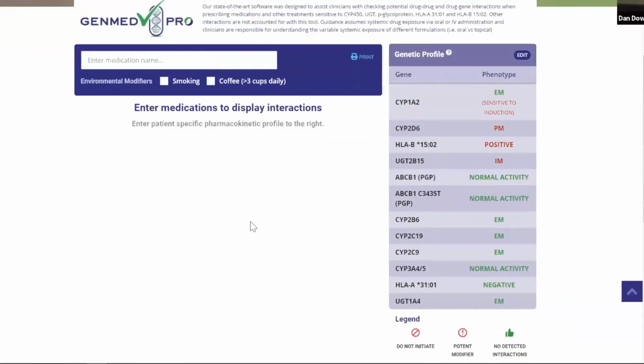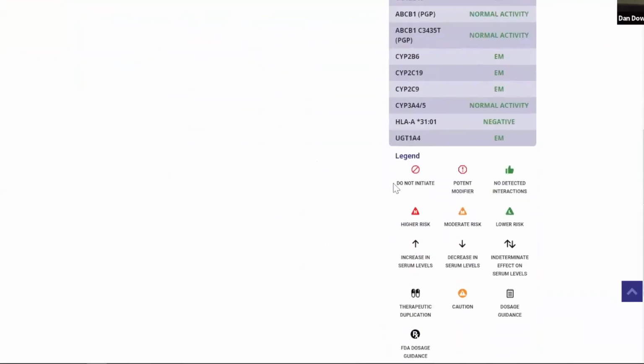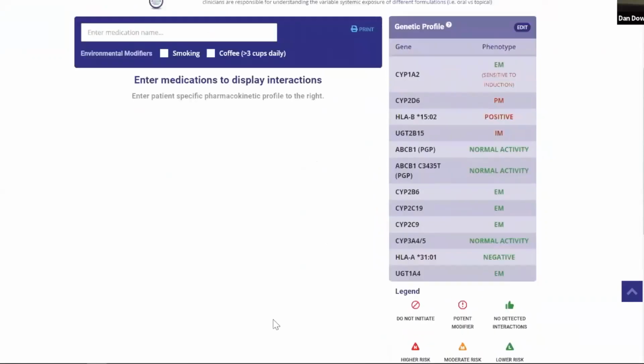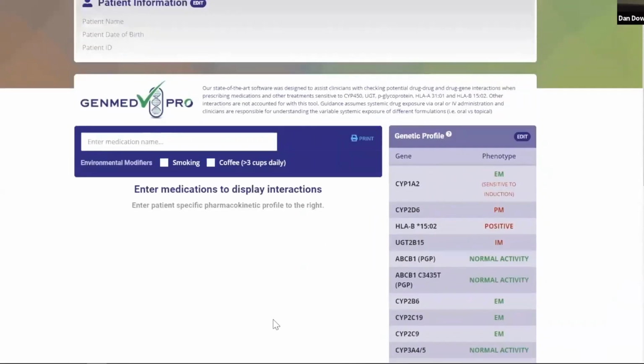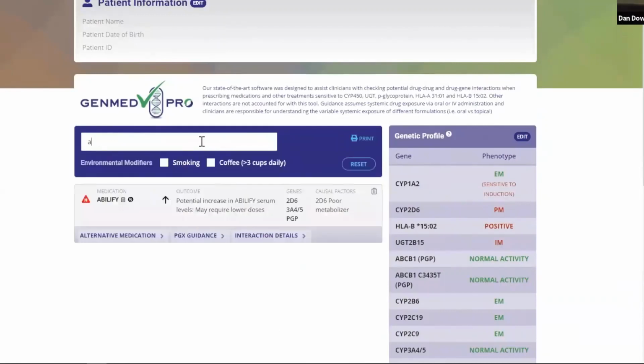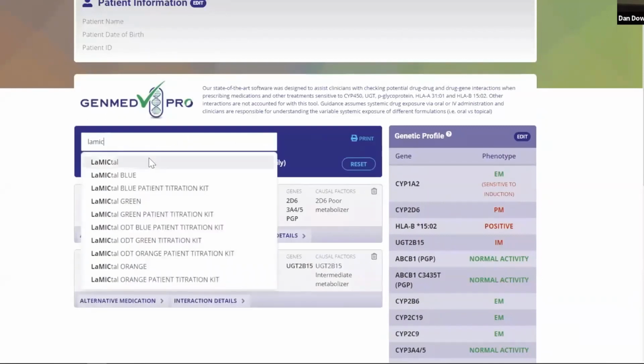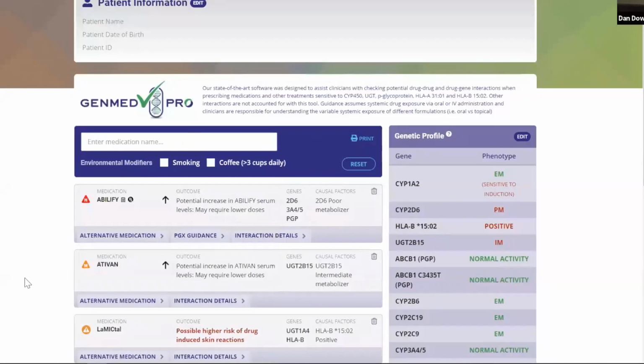Your genetic profile will be pre-populated. A legend down here will describe the different icons that we use, but let's show you the icons first, and then we can go back to that legend. So you would populate this like you would any other drug-drug interaction checker. I'm going to start here with Abilify and also some Ativan, and maybe we're considering some Lamictal as well. Okay, let's start with the Abilify.